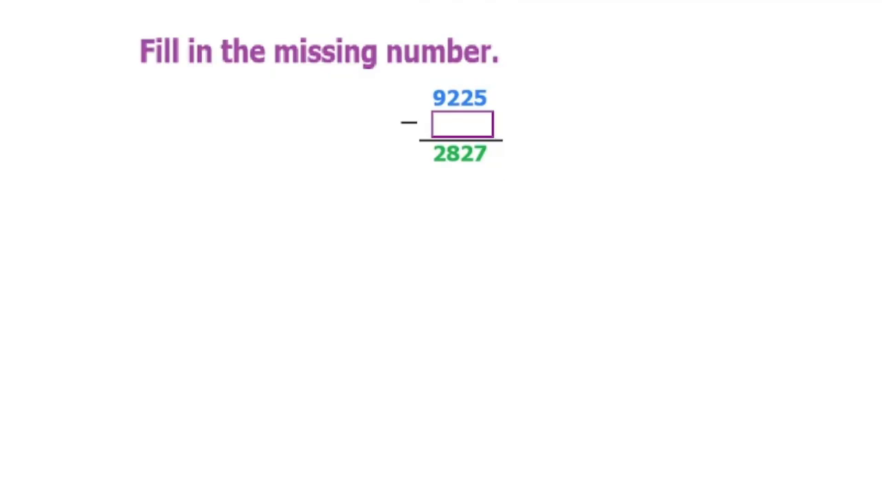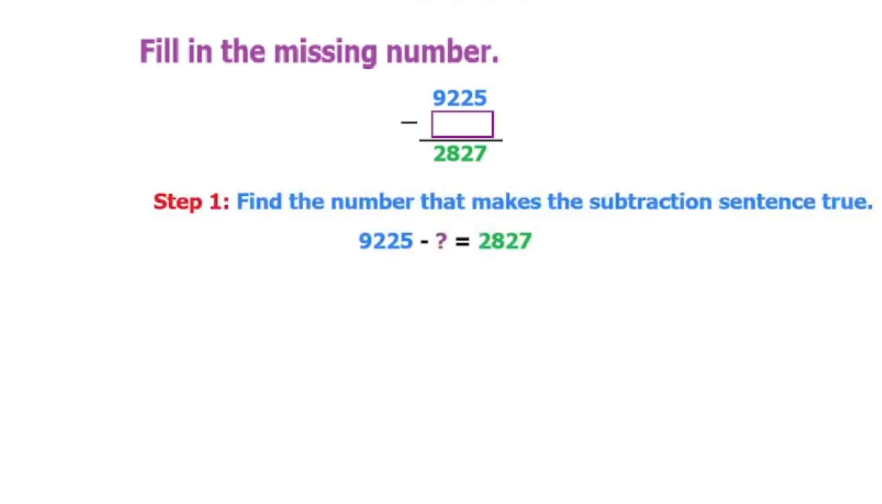So a way to do this is step by step, and make sure to follow all of the steps. And the first step is find the number that makes the subtraction sentence true. So we could rewrite the above problem like this. It'll look like this. So 9,225 minus the purple question mark, which is supposed to be this purple box, right? The purple number equals 2,827. So we just need to figure that out.